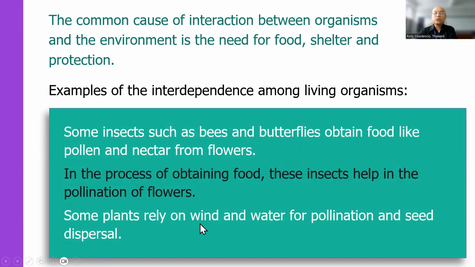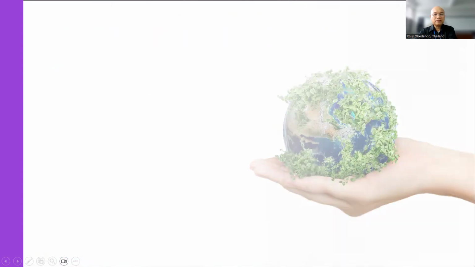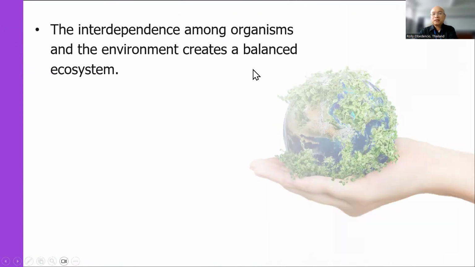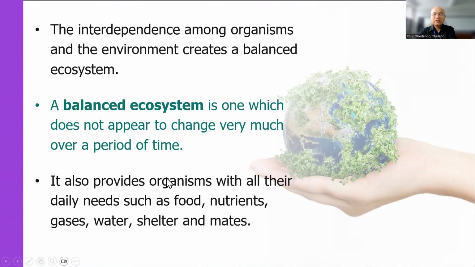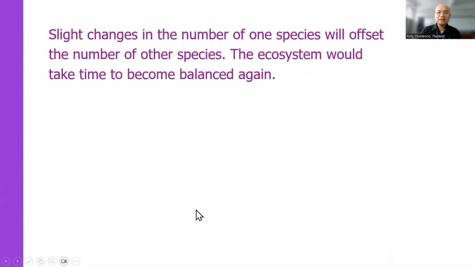Some plants rely on wind and water for pollination and seed dispersal. The interdependence among organisms and the environment creates a balanced ecosystem. A balanced ecosystem is one which does not appear to change very much over a period of time. It also provides organisms with all their daily needs, such as food, nutrients, gases, water, shelter, and mates.